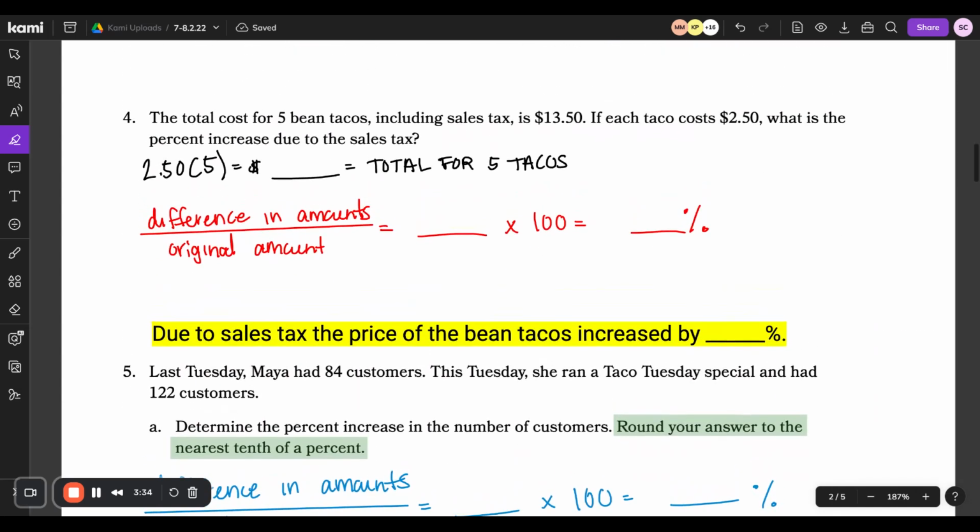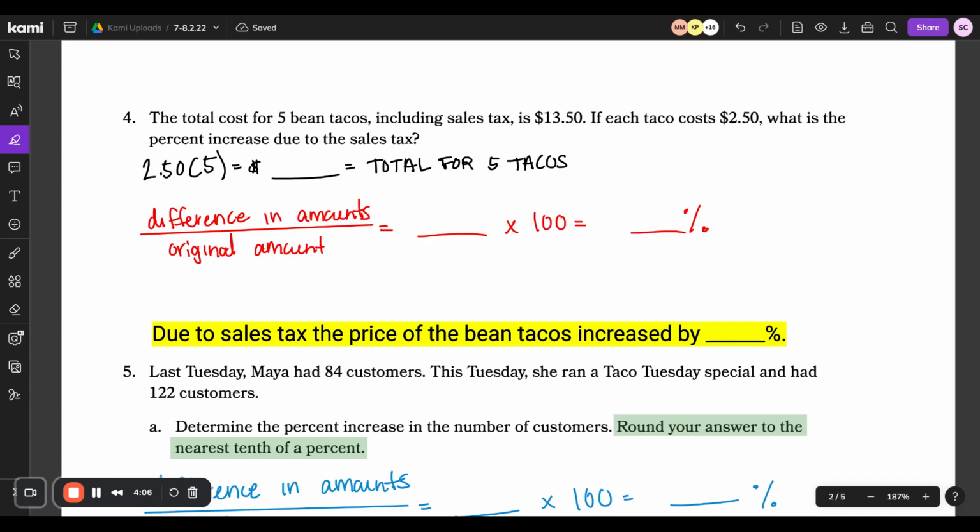Going on to number 4, it says the total cost for 5 bean tacos, including the sales tax, is $13.50. If each taco costs $2.50, what is the percent increase due to the sales tax? So for us to figure out what the original amount is for this one, we just have to figure out how much 5 tacos cost if each taco is $2.50. So you would do $2.50 times 5, and whatever you get for that amount is going to be your original amount. Now you know that the $13.50 is your new amount.